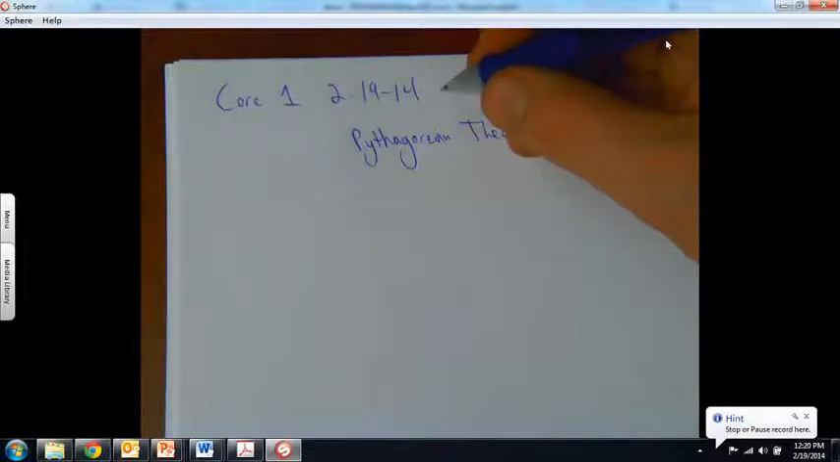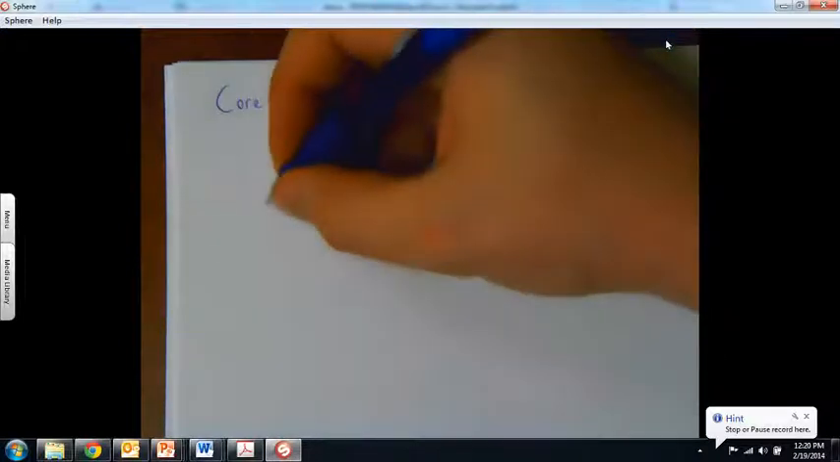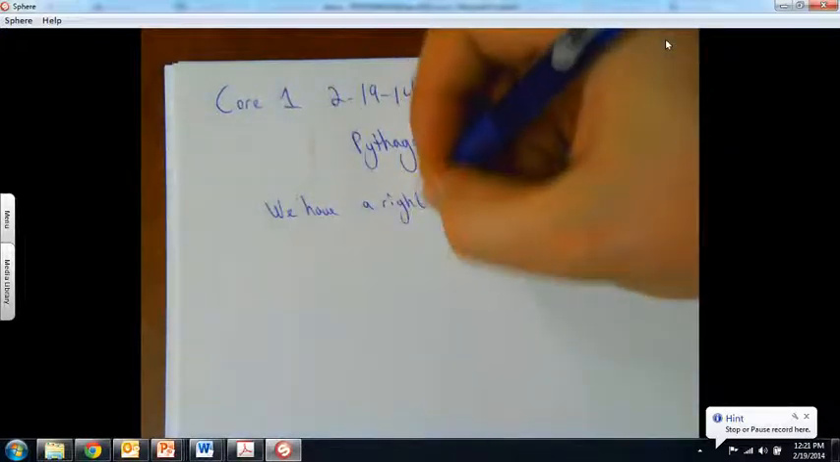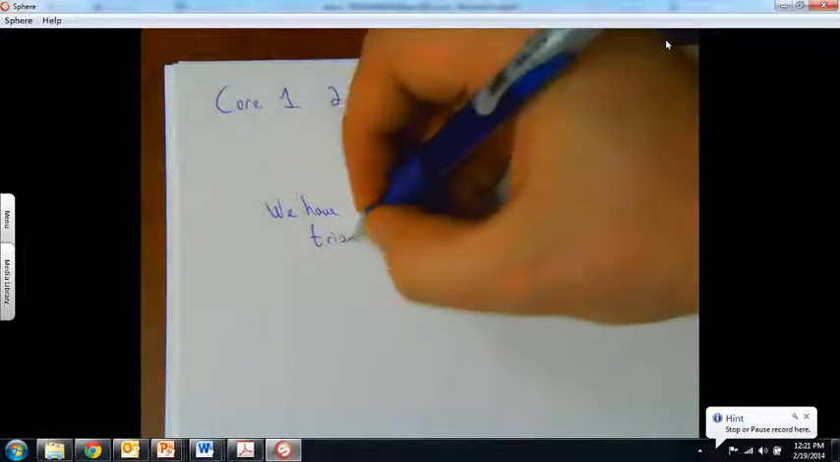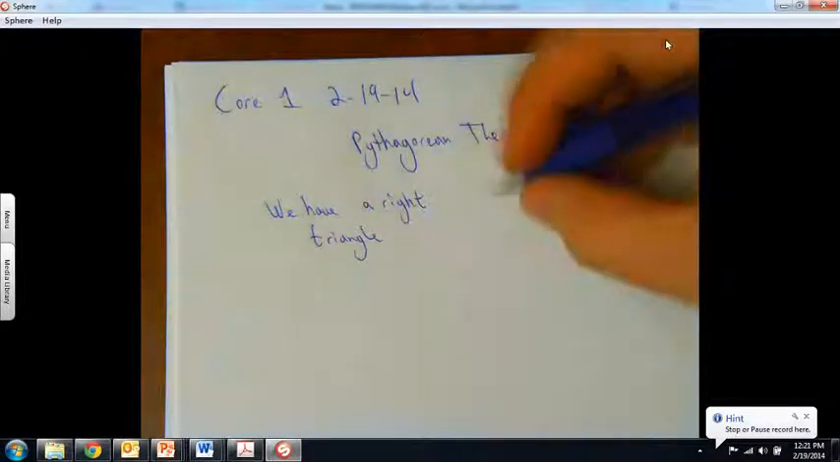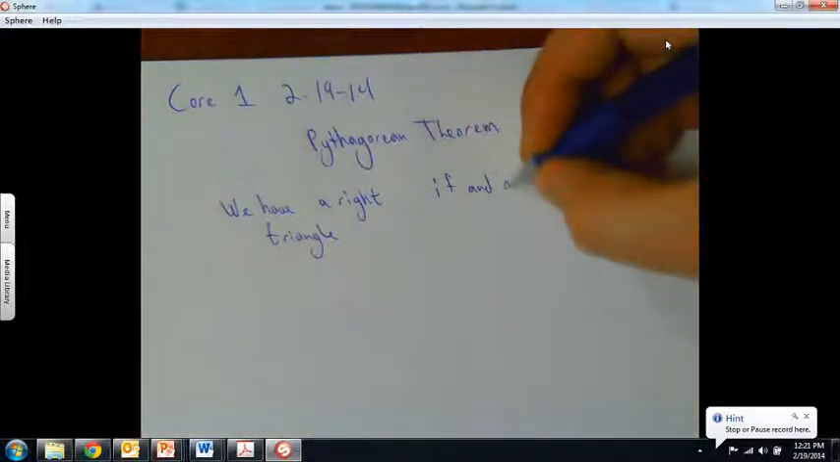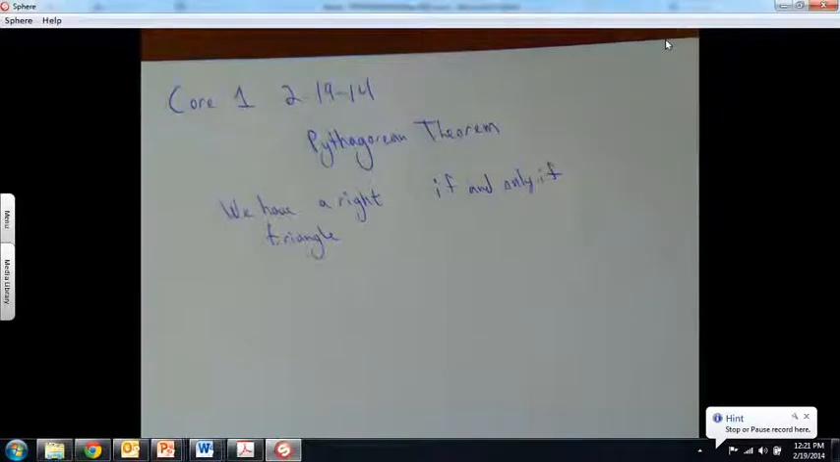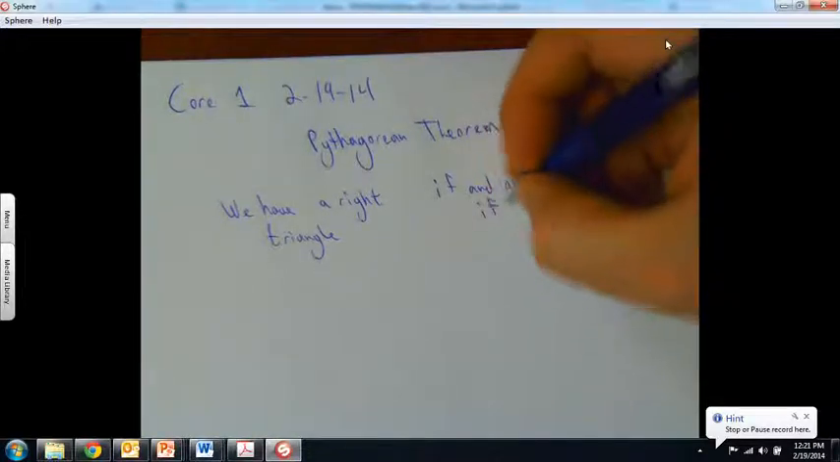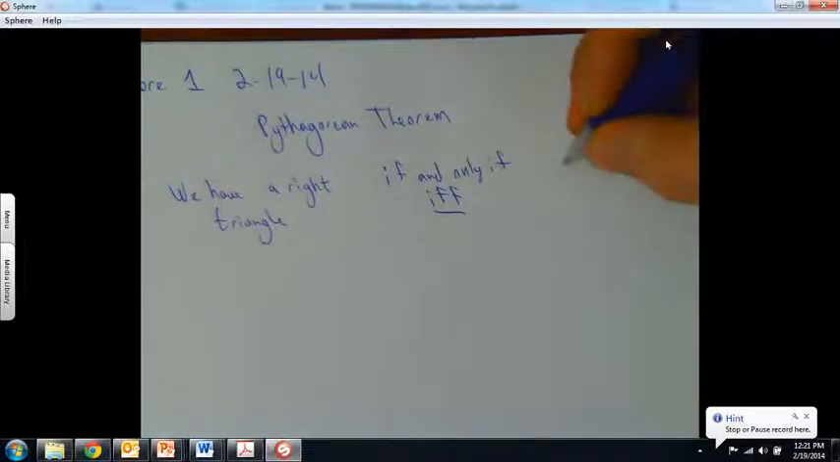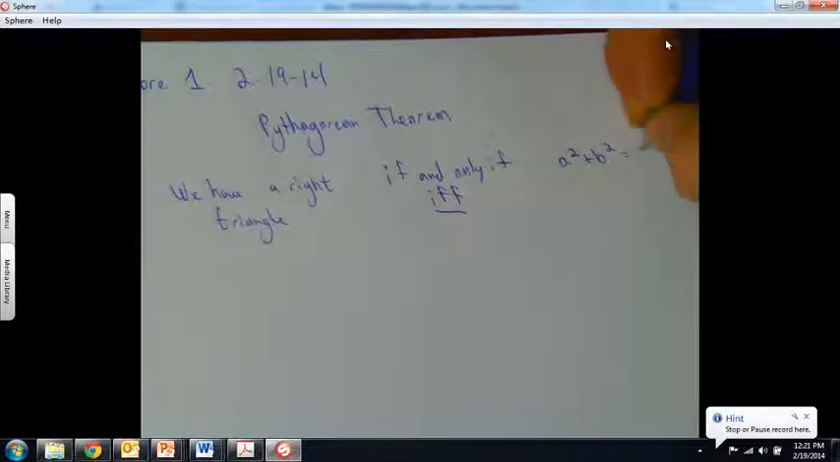It works two different ways. We're going to look at it forward and backwards. So what it says is, the Pythagorean Theorem states if we have a right triangle. Now, this uses an if and only if statement, which is also abbreviated sometimes IFF. So we have a right triangle if and only if a squared plus b squared equals c squared.